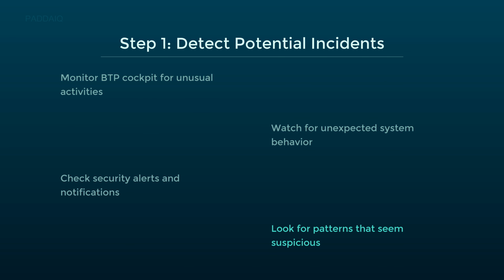Look for patterns that seem suspicious. This means actively searching for unusual or repeated activities in your system that do not fit normal behavior. For example, noticing multiple failed login attempts from an unfamiliar location for a single user account. Consistently identifying these anomalies is your first line of defense against security threats.